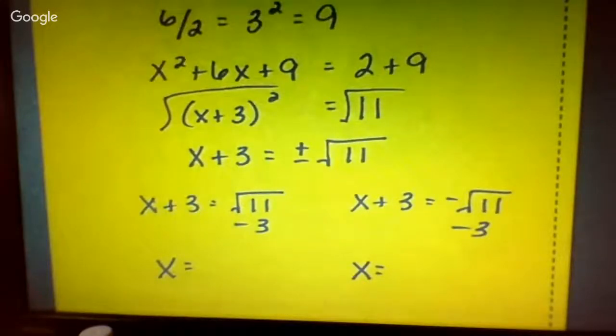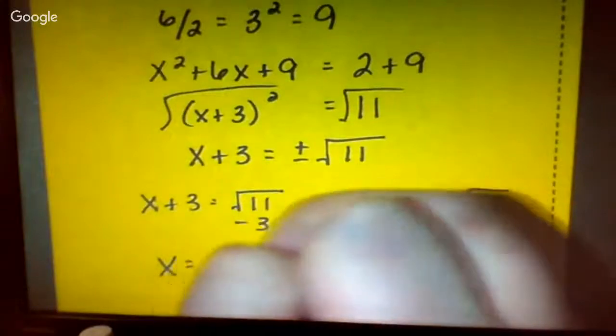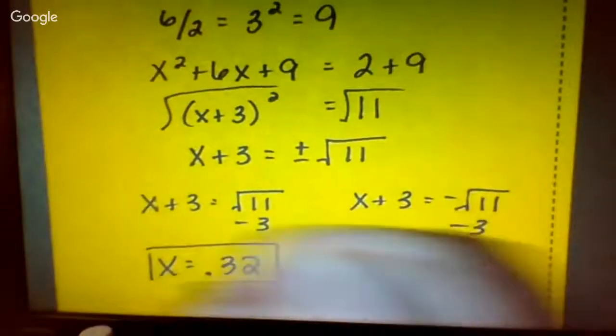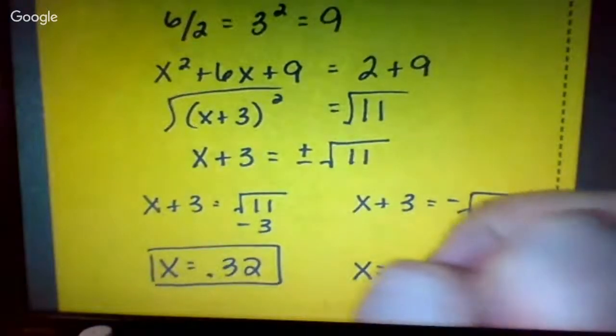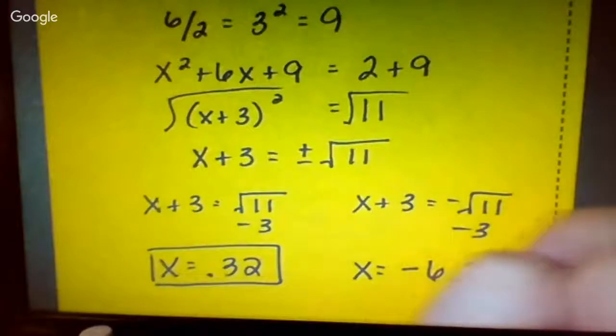He's investigating 0.32. And negative 6.32.